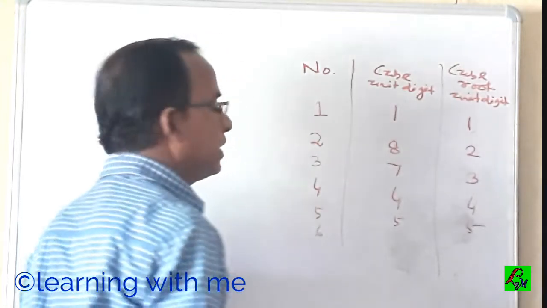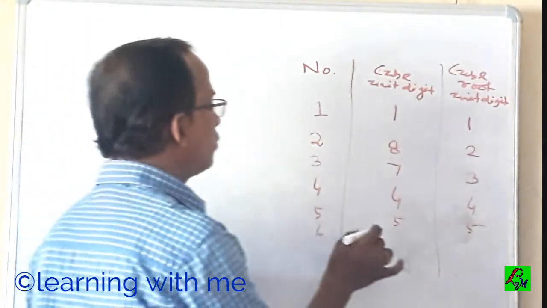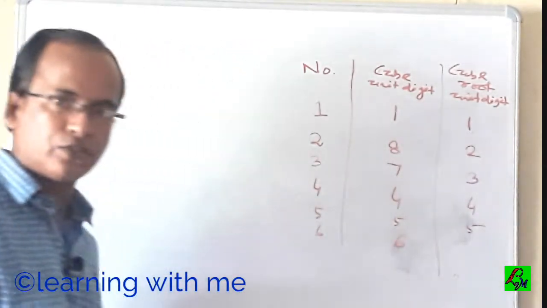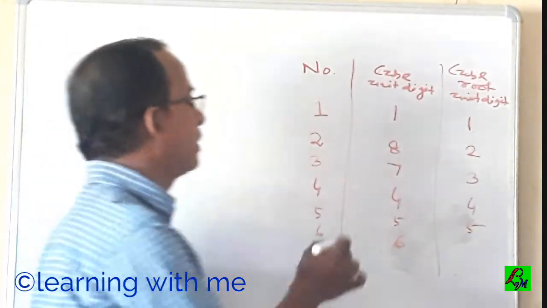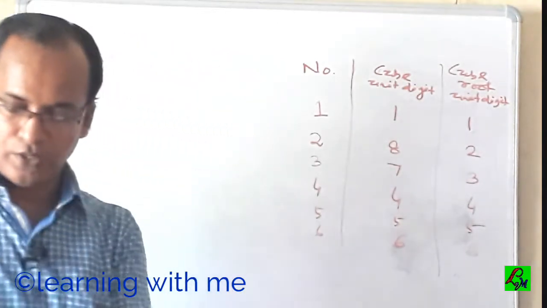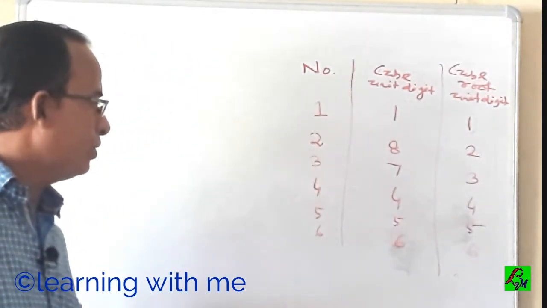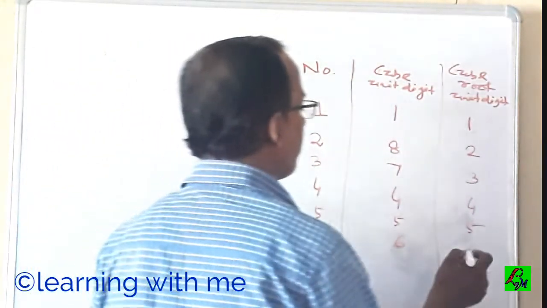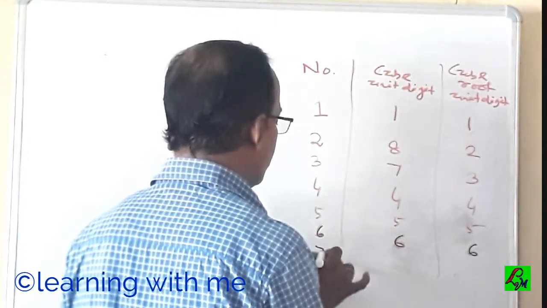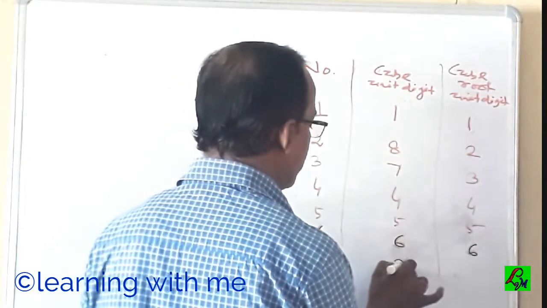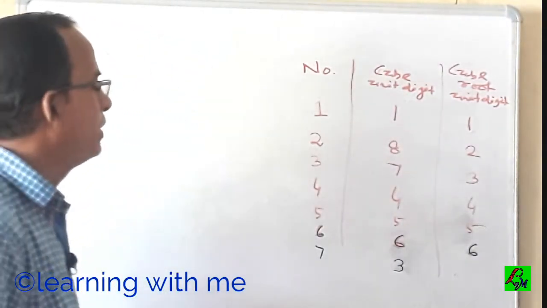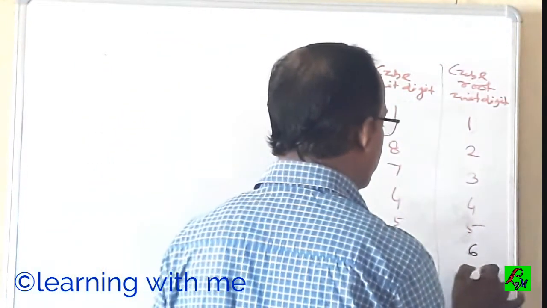If it is 6, its cube is also 6 at the unit digit, because 6 square equals 36 and its cube equals 216, and its cube root unit digit is 6. Similarly, if it is 7, then the unit digit of its cube will be 3, because 7 into 7 is 49, into 7 is 343, but its cube root unit digit is 7.